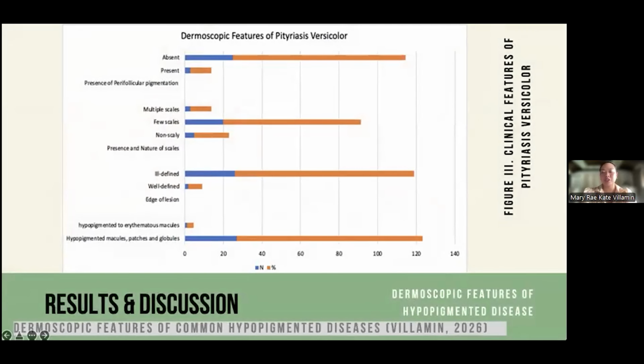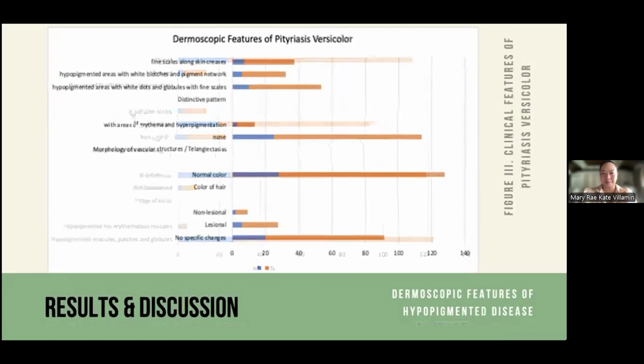Dermoscopic features of patients with pityriasis versicolor are illustrated in this slide. The majority of the patients, comprising 96.3%, presented with hypopigmented macules, patches, and globules with ill-defined borders. The lesions were present on the face, neck, upper trunk, and extremities in all cases. A significant number of participants exhibited non-pruritic lesions. The majority of participants displayed few scales, followed by non-scaly lesions, then multiple scales at 10.71%. 89.29% of lesions lacked perifollicular pigmentation.